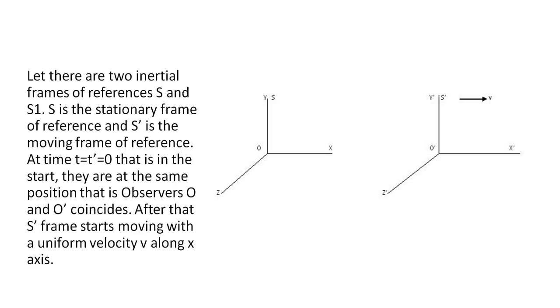Now let there be two inertial frames of reference S and S dash. These diagrams I have used in length contraction also, and in the Galilean transformation equations for space and time in my previous lectures. So same diagram, same concept is used. Now S is the stationary frame of reference, S dash is the moving frame of reference.